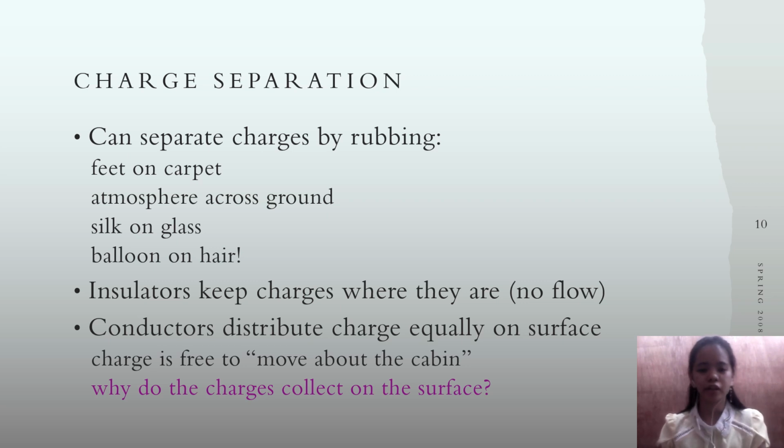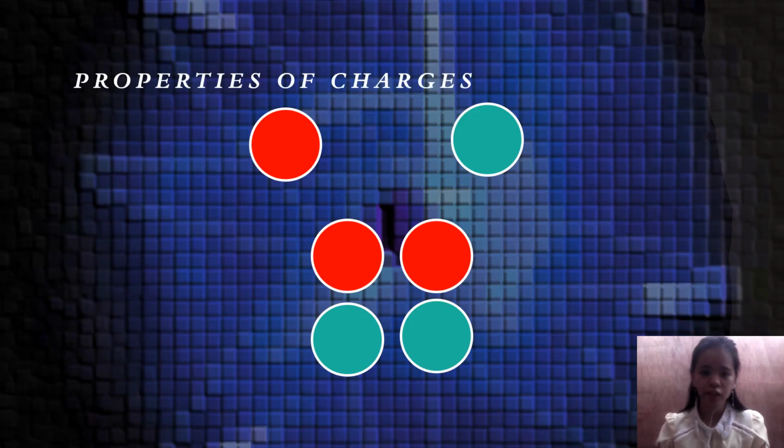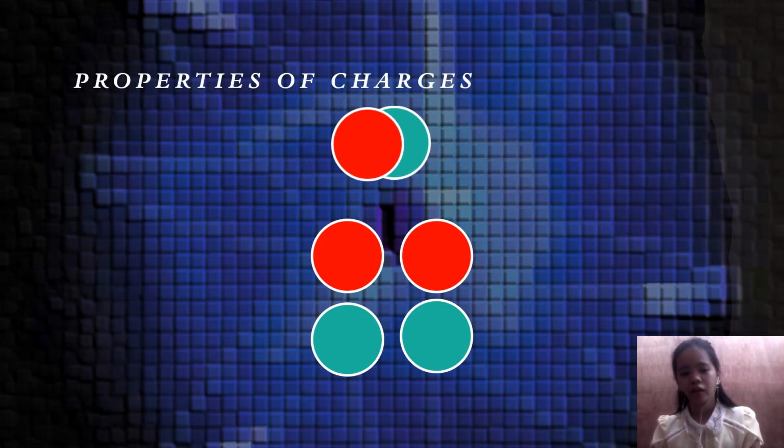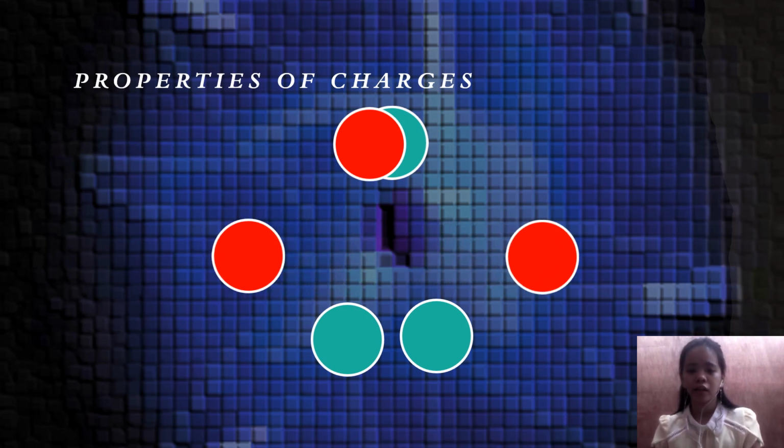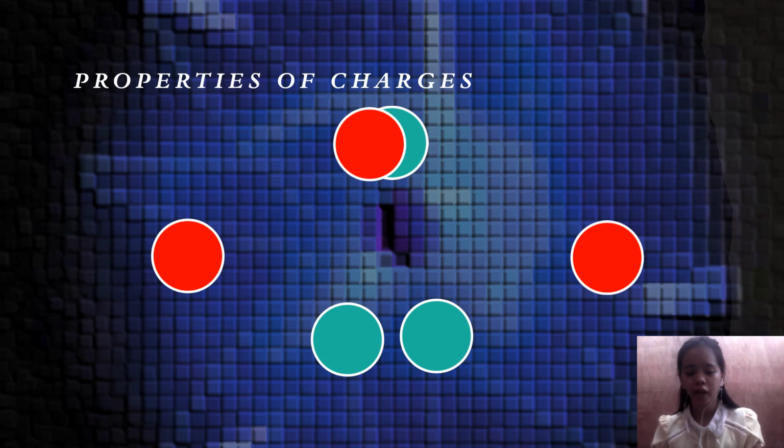Charge separation. You can separate charges by rubbing feet on carpet, atmosphere on ground, silk on glass, balloon and hair. Insulators keep charges where they are, so they do not flow. Conductors distribute charge equally on the surface. Charge is free to move about the conductor. Why do the charges collect on the surface? So here are the properties of charge. Opposite charges attract while the same charges repel.